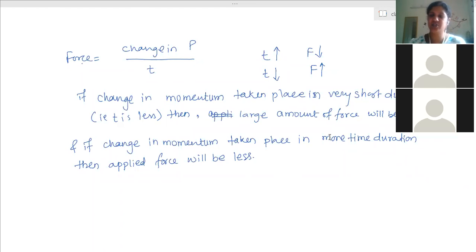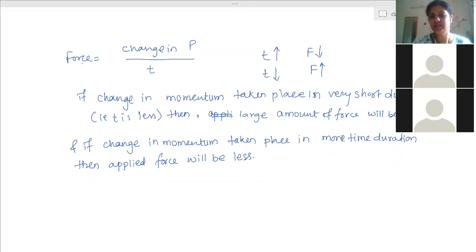The duration in which the change in momentum takes place, immediately the velocity won't become zero. So slowly he is turning his hand, and slowly the speed becomes zero. It's not an immediate change. He has given more duration while moving his hand backwards. He has taken more duration to change the momentum. Therefore, the time for change in momentum has been increased.